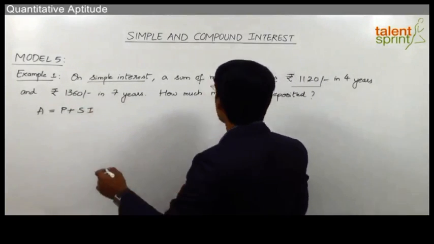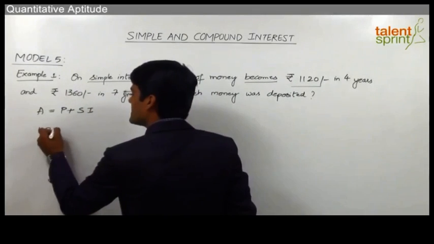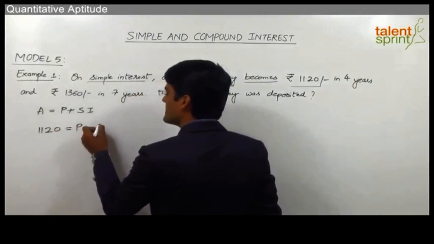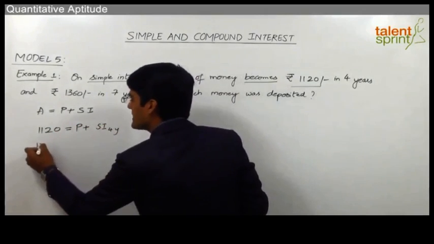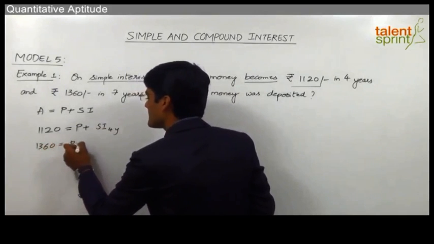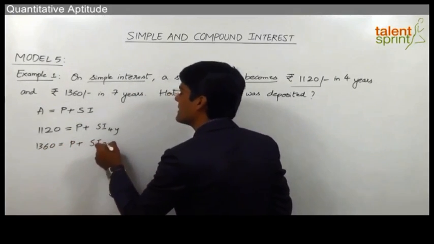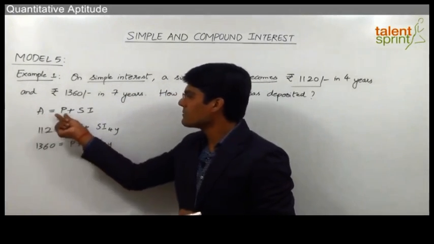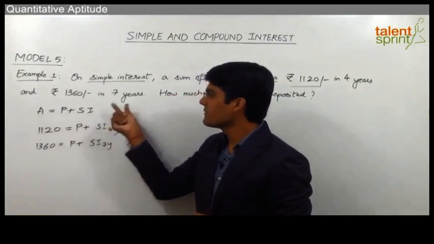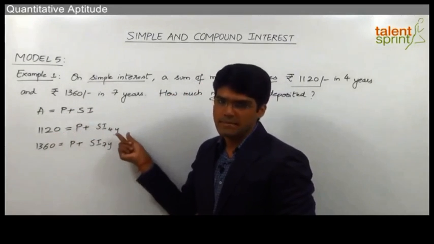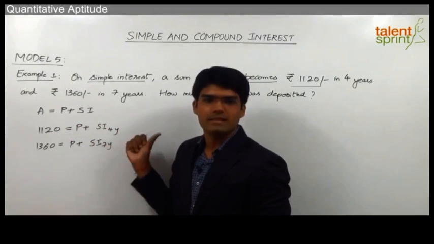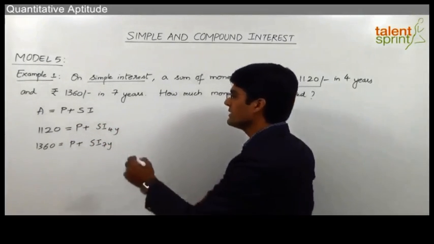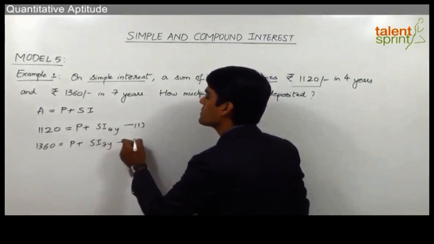So now we can say that 1120 is equal to principal plus simple interest for 4 years. And 1360 is equal to principal plus simple interest for 7 years. Why? Because total amount is principal plus SI. So this is SI for 4 years in the first case, as the time period is 4 years, and it is SI for 7 years in second case, as the given time period is 7 years. So this is equation number 1 and equation number 2.